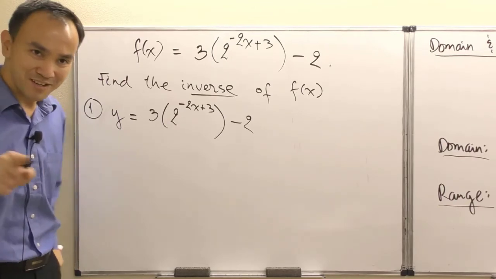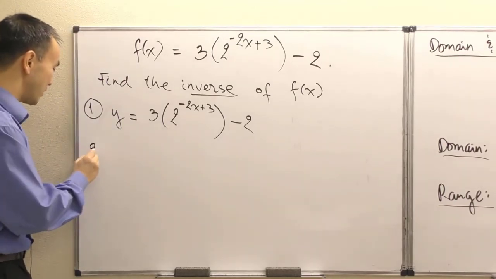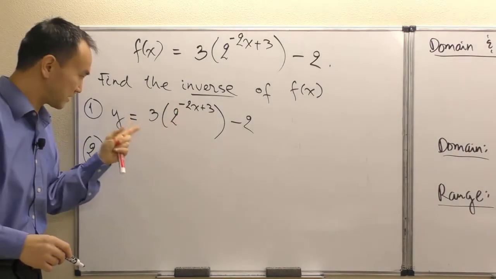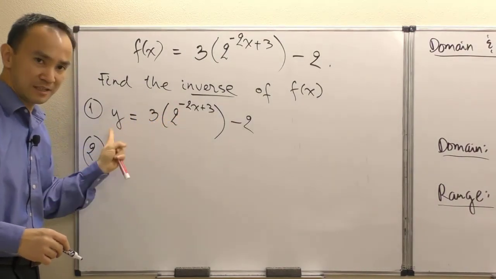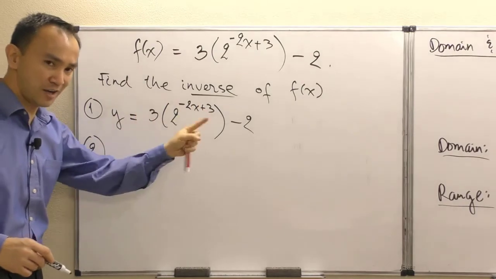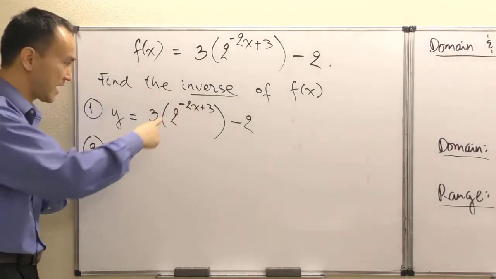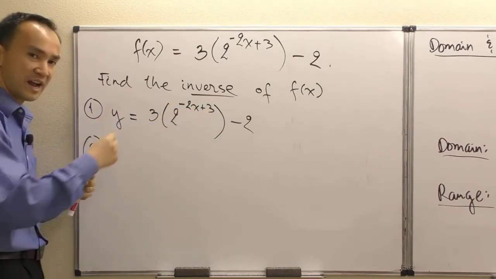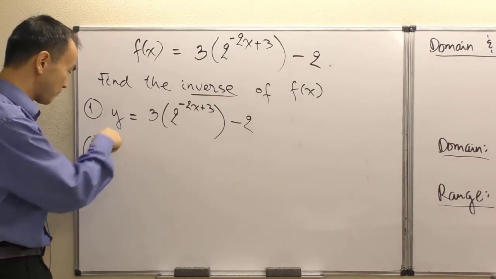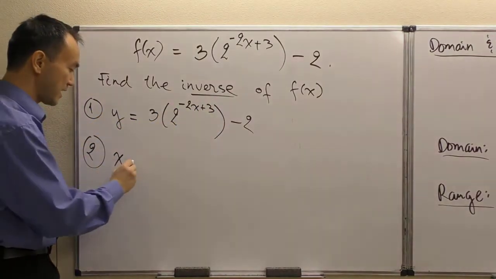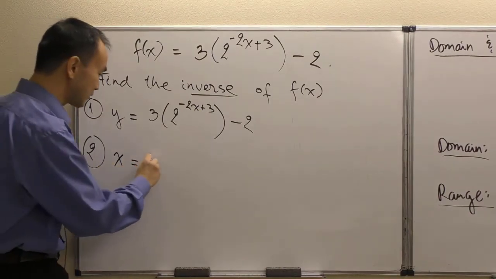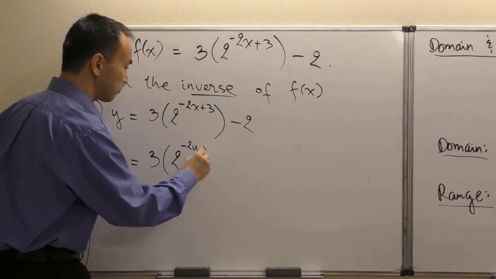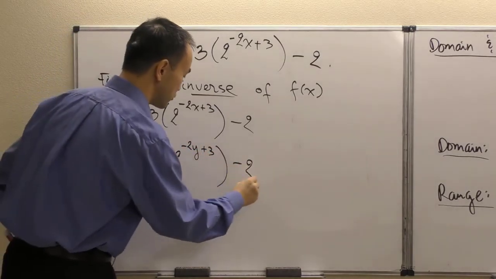The next step, as in the famous series of steps, is to swap, or interchange, x and y, meaning I'm going to switch roles. x becomes y and y becomes x. So in this current equation, after switching the roles of x and y, I'm looking at x equals 3 times 2 to the minus 2y plus 3, minus 2.